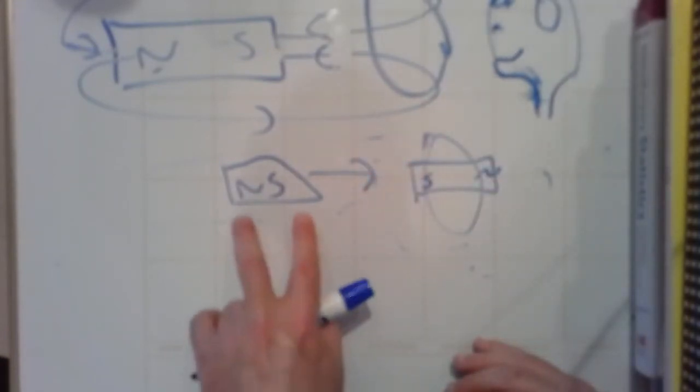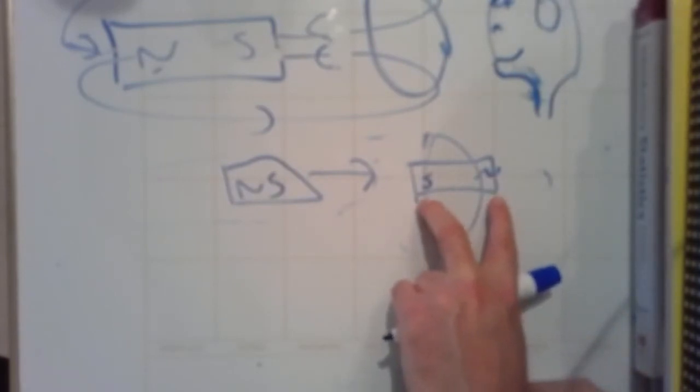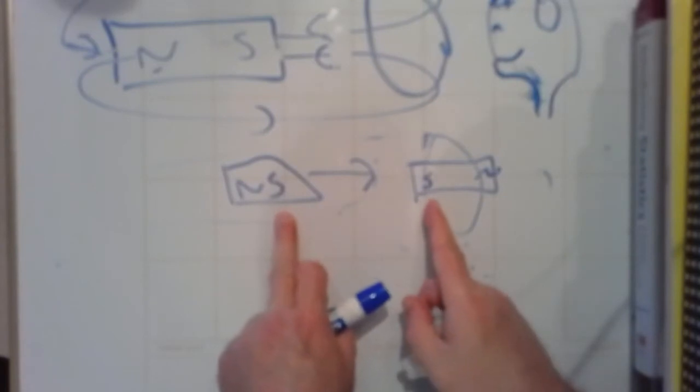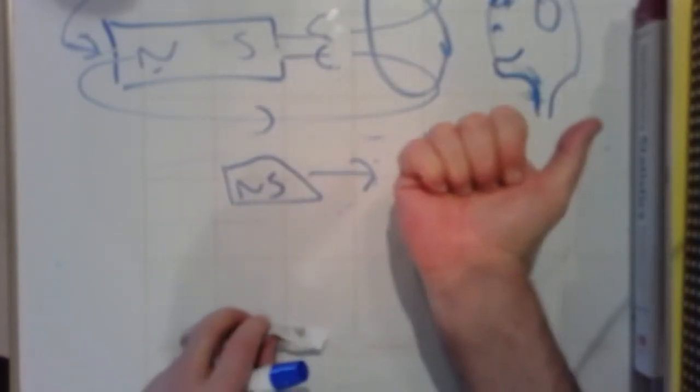Lenz's law says the new induced magnet tries to stop you from doing it. Doesn't succeed, it just tries. What would stop this magnet from coming in? Likes repel. So we'll create a new magnet, a smaller magnet, that looks like this, with south and south together to try to repel this guy coming in. Thumb points in the direction of the magnetic field, direction of north, fingers curl around in the direction of the current.